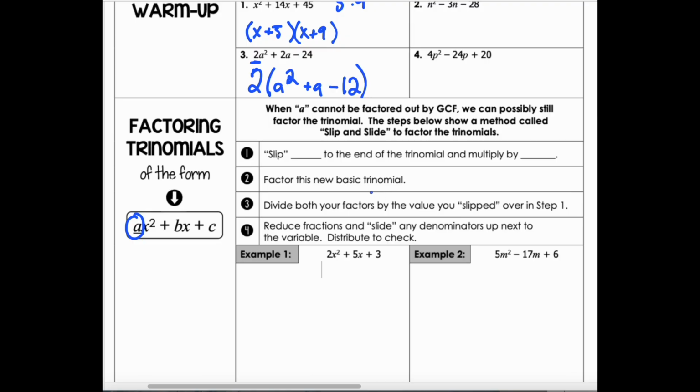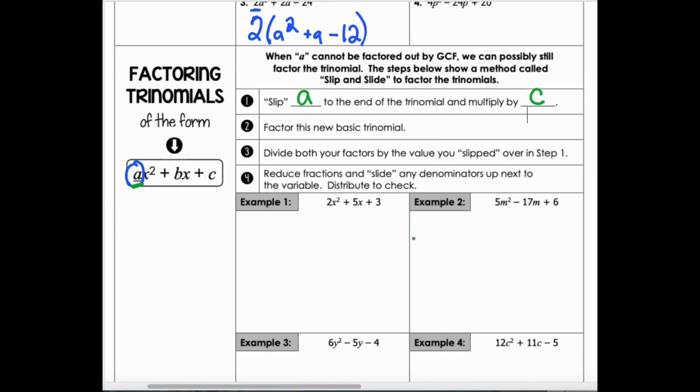Slip and slide is just something that helps stick to your mind to remember the steps of these, but we're going to slip a, this a right here, to the end of the trinomial and multiply by c. Then we're going to factor this new basic trinomial. Then we're going to divide your factor by the value you slipped over in step 1. Then we're going to reduce the fractions and slide any denominators next to the variable.